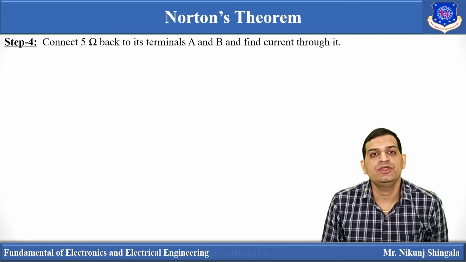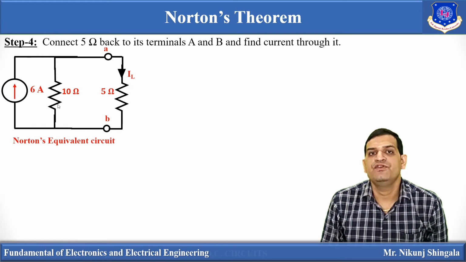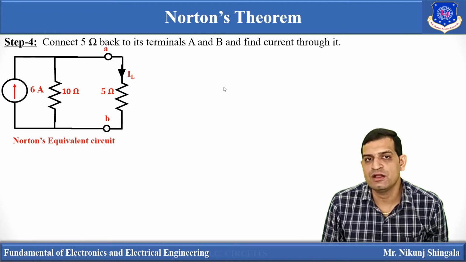Now connect 5 ohm back to its terminal AB and find the current through it. Now this 6 ampere is ISC, and RN which we are getting is 10 ohm. So this is the Norton equivalent circuit. Now between terminal A and B, the open circuit terminal, we are again connecting back the 5 ohm resistance through which we have been asked to determine the current.